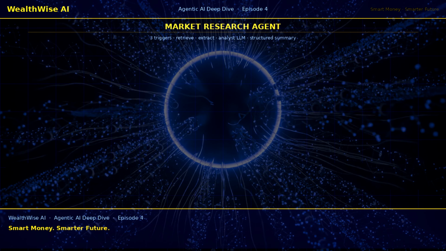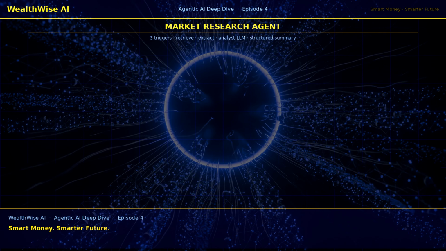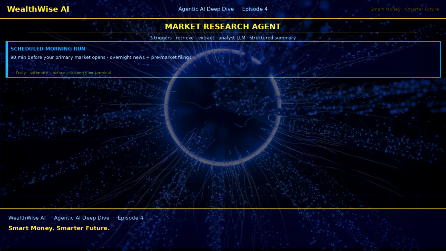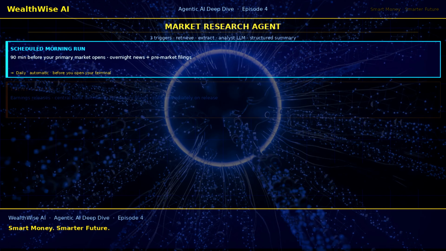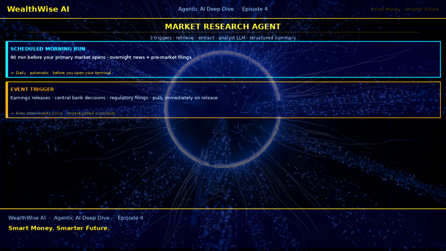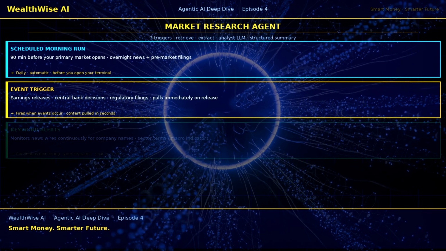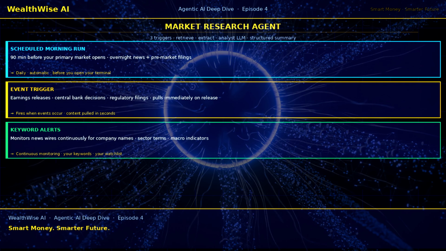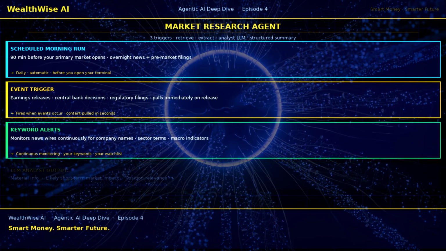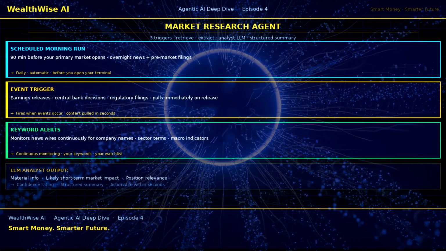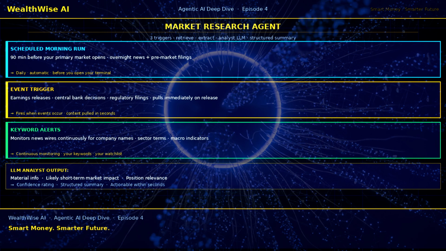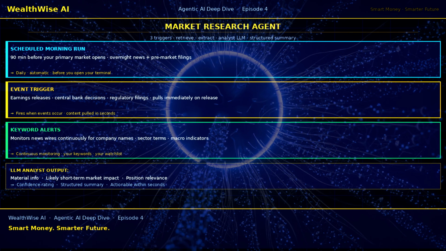The research agent scans news, earnings, and filings to surface intelligence before markets price it in. 3 triggers: a scheduled morning run 90 minutes before open, an event trigger for scheduled releases, and a keyword alert monitoring newswires. For each trigger, retrieve content, extract relevant sections, pass to LLM with analyst system prompt, receive structured summary with material info, likely impact, position relevance, and confidence rating.